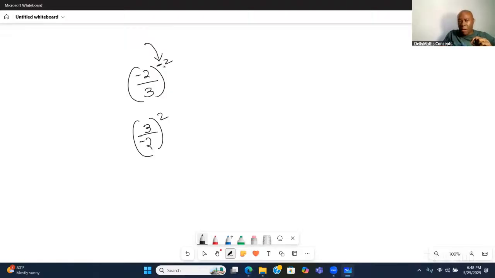Yes. Okay. Any negative power is a flip. I'm just telling you from now, a negative power is a flip. Even if you have 5 raised to the -1, it's not 5. It's actually 1 over 5. 5 raised to the -1 is 1 over 5. It's a flip.